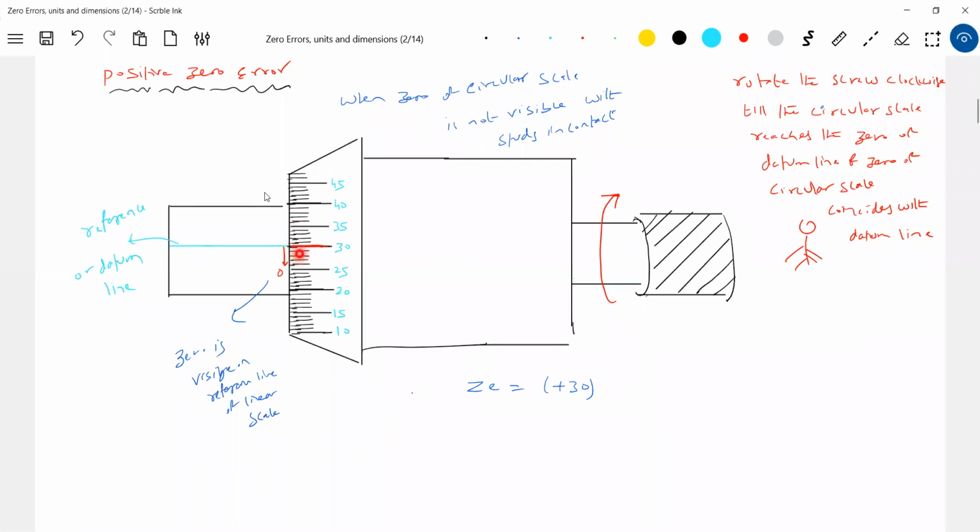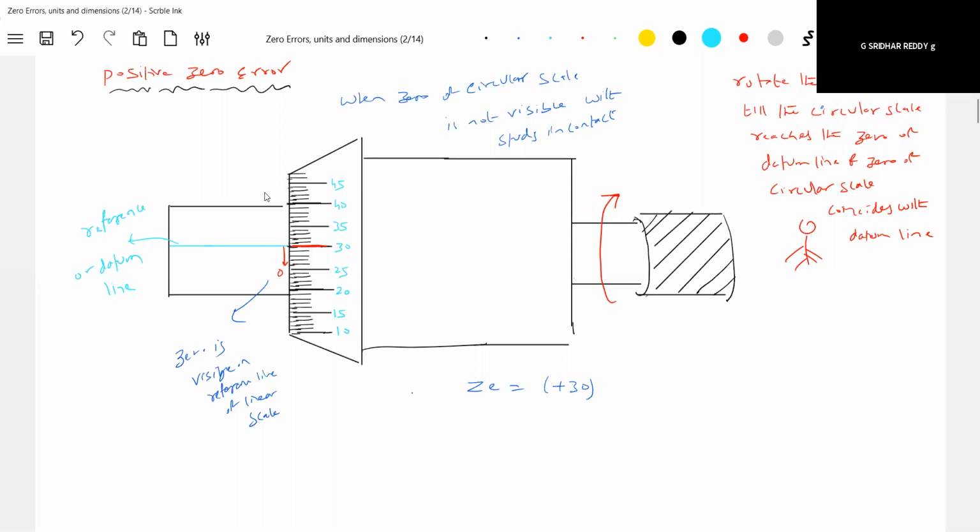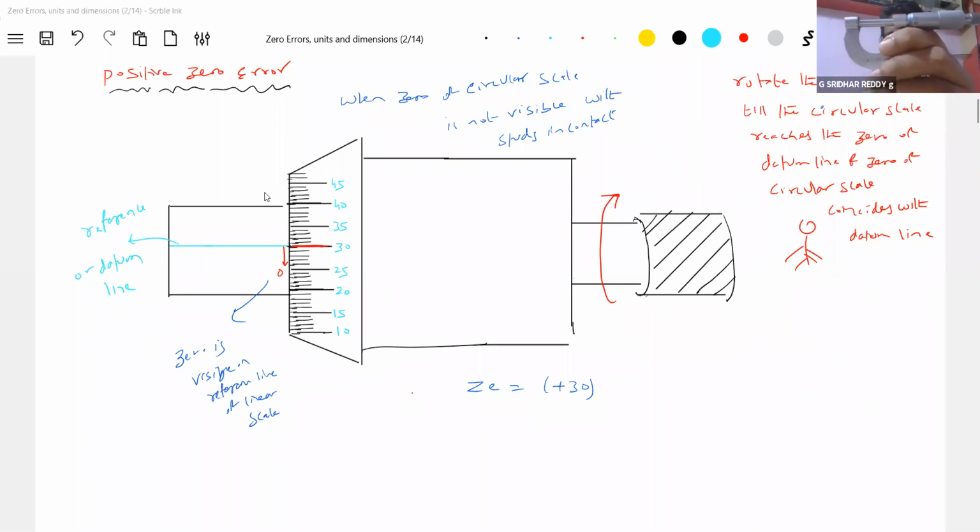But some screw gauges will have it like this. I have adjusted this one, so you can see it. The zero is not at all visible. I'm trying to show it. The zero is not visible. Okay, fine. So in that case, what you have to do? You have to use this method. I'll make the zero very near. You can see that.